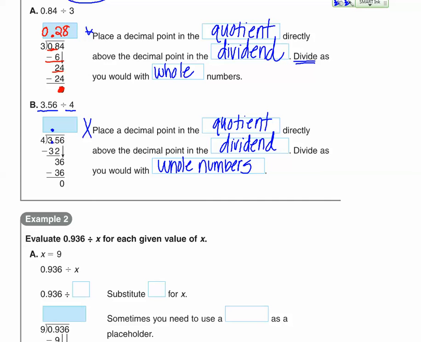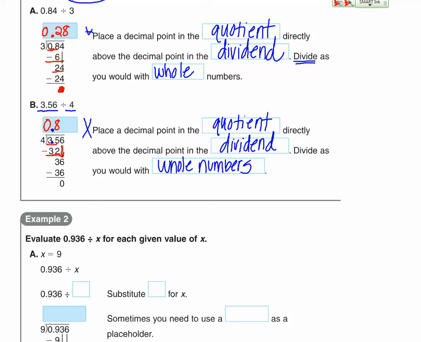Put it right here. And then divide as you would with whole numbers. Okay, let's do the math, Panthers. So we're dealing with 4. Does 4 go into 3? 0 times, it's too big. 0 times 4 is 0. Okay, so we're going to look into 35 here. Does 4 go into 35? Yes, it goes in 8 times. 8 times 4 is 32. Subtract. Bring down the next number. And start all over again.